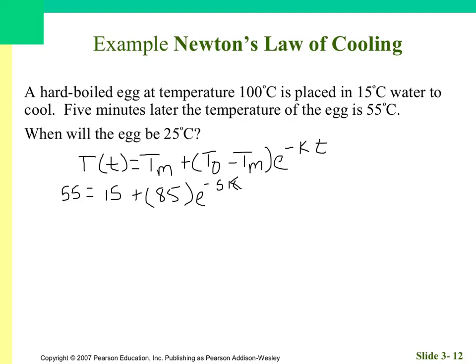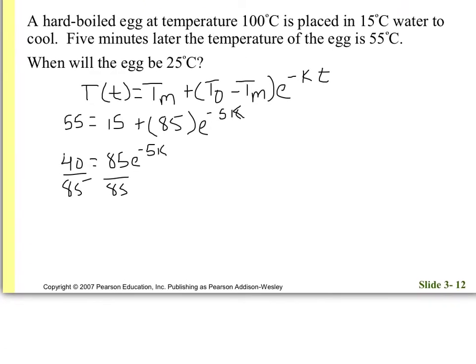So subtract the 15. You get 40 equals 85 e to the negative 5k. Divide by the 85. Do not do a decimal. You need to leave it. So let's see, what would that simplify to? 8/17. So you have 8/17 equals e to the negative 5k.